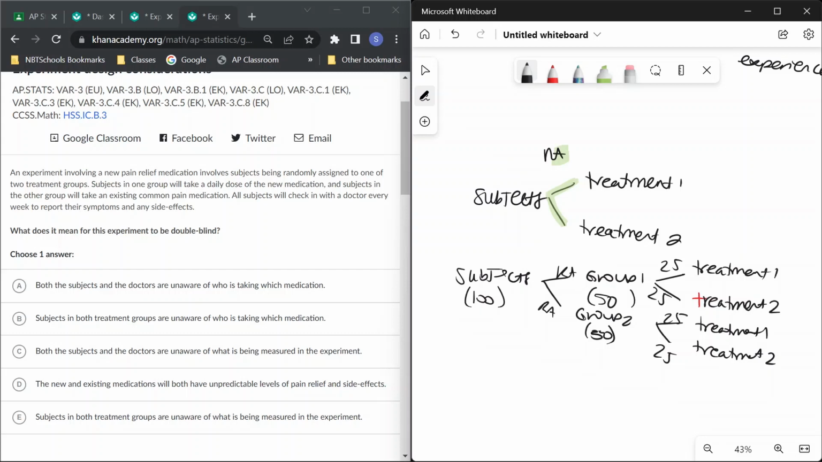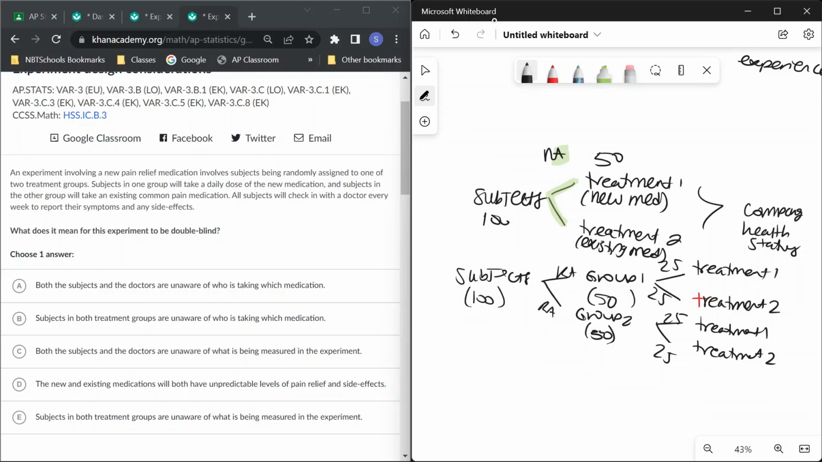Okay, but back to the problem. So subjects in one group will take a daily dose of the new medication. So treatment 1 is a new medication. Subjects in the other group will take an existing medication. All subjects will check in with the doctor every week to report their symptoms or any side effects. So I guess we're comparing health status based on the treatment. So let's say there were 100, right, and treatment 1 would be 50.